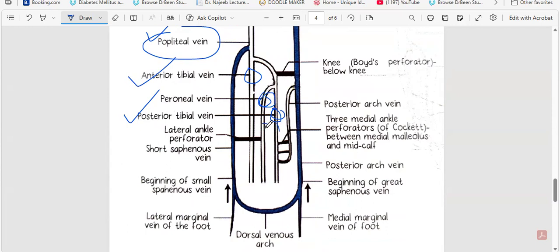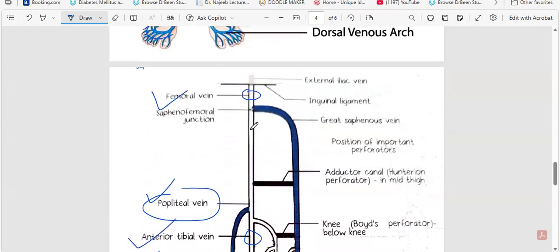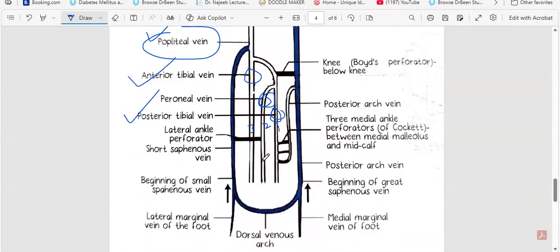So one, two, three, and four. Already the popliteal vein we discussed. So these are the deeper veins: the femoral vein, popliteal vein, anterior tibial vein, and posterior tibial vein. These are the superficial veins, and these are the deep veins. Superficial: great saphenous vein and small saphenous vein. Deeper: popliteal vein, femoral vein, anterior and posterior tibial veins.